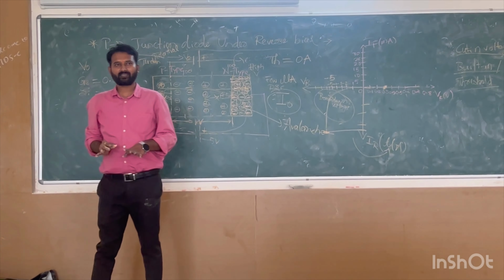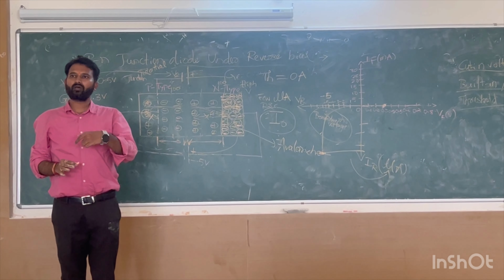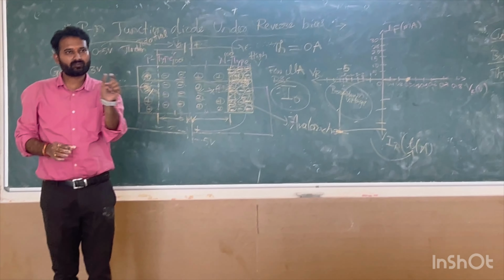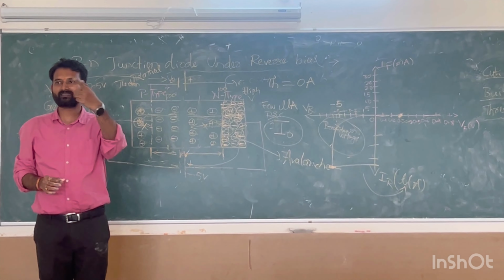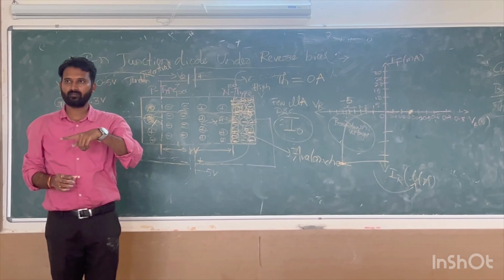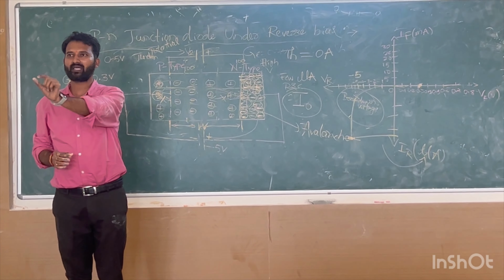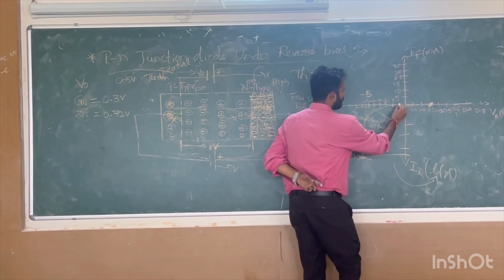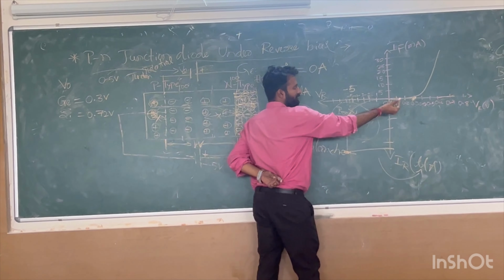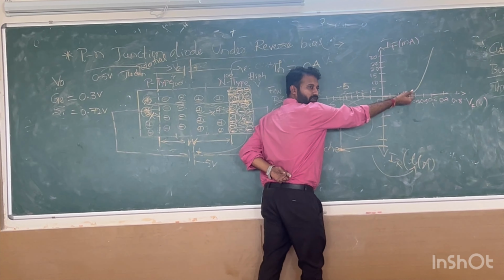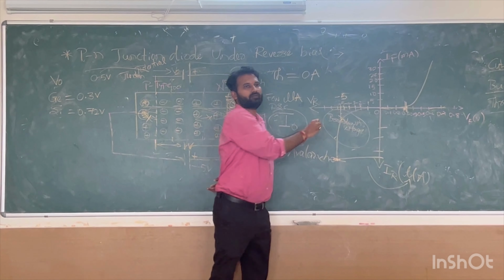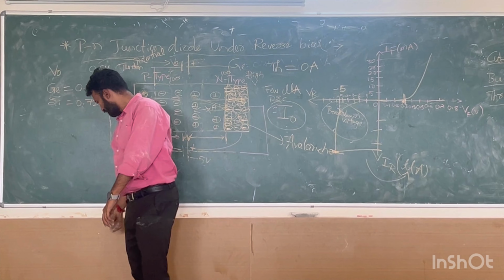Understandable? Clear? Now if they ask you a question, explain PN junction diode with VI characteristics for forward bias and reverse bias, in a single question, explain PN junction diode under forward bias and reverse bias with the help of VI characteristics. You need to draw only one graph, this graph. This is for germanium or silicon, and this is for reverse bias. This voltage is called the cut-in voltage, and here you mention this is the breakdown voltage. You can show.